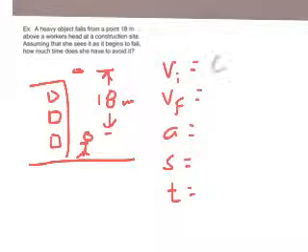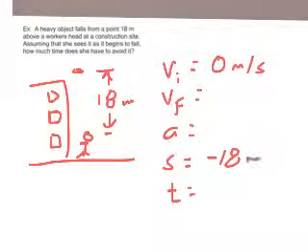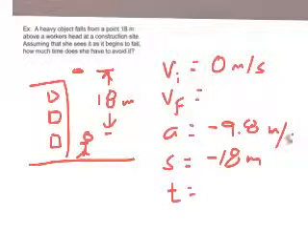So for example, in this case, if the object is starting at the top from rest, the v initial is 0 meters per second. V final we do not know. The object is going to fall, and here's where the interpretation and conceptual part comes in. It's going to be negative 18 meters. It's going to fall 18 meters because the initial starting spot is going to be our 0 location. We'll talk more about that as time goes on. And a is always going to be negative 9.8 meters per second squared. If you want to use 9.81, you may.